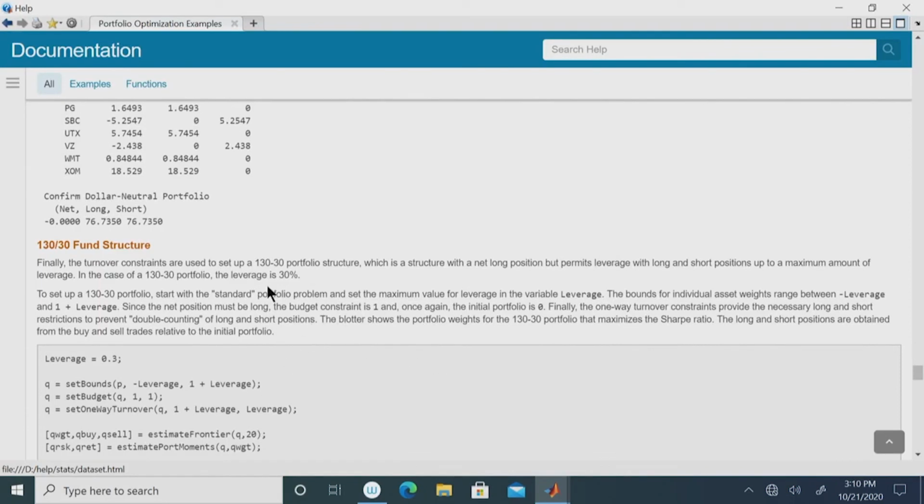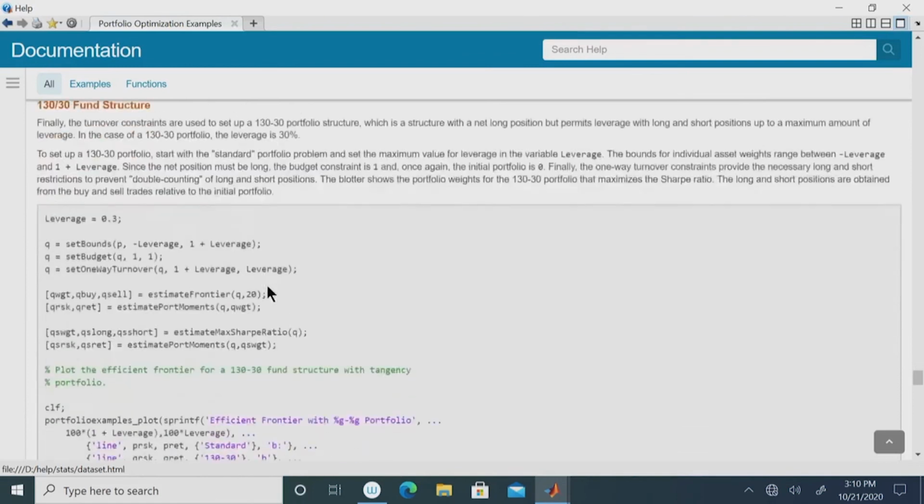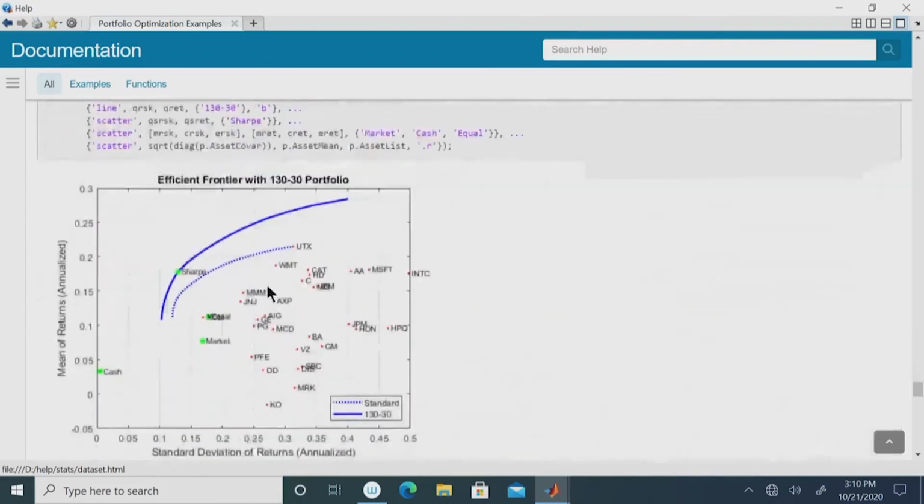So, the difference between them gives you 100% of the short position. Here is an example where you can see that the dotted one is the standard efficient frontier, and the one above it in bold is the efficient frontier involving this 130-30 portfolio strategy. And here is the point, or rather the portfolio, with the maximum Sharpe ratio.